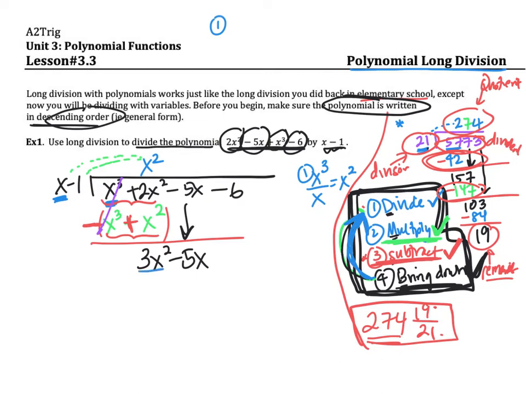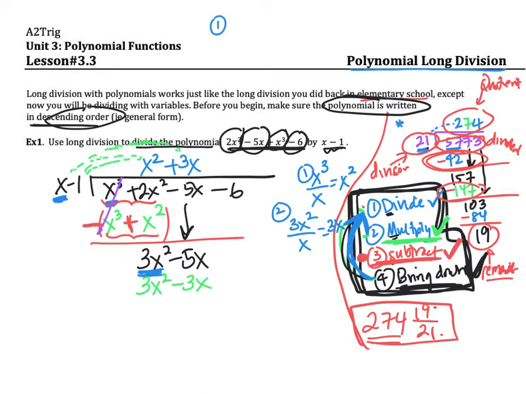So I have my first term, 3x squared, that I need to divide by x. So this is the second time I'm doing it, right? So 3x squared divided by x is going to give me 3x. They're both positive terms, so when I divide 3x squared by x, I just get positive 3x. Then I have to multiply. So I multiply 3x times x is 3x squared, 3x times negative 1 is negative 3x. So that was my second step.